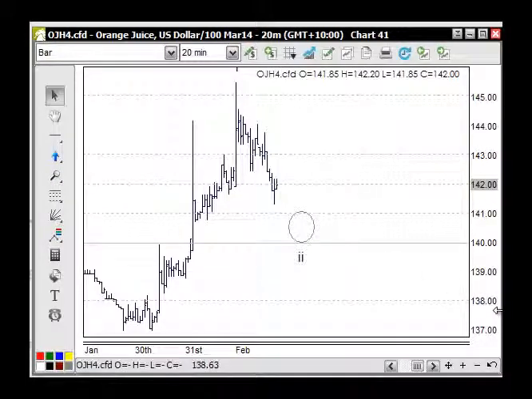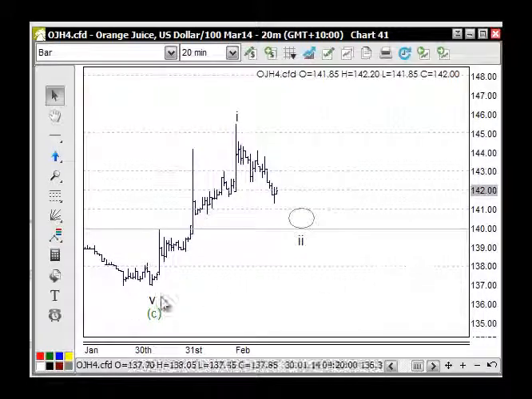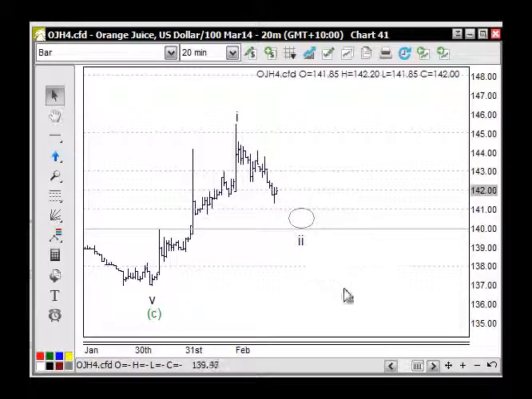Okay, so the orange juice as well, from the low here, it does appear to be impulsive to the upside here. This can be counted as wave 1 up here in terms of 1, 2, 3, 4 and 5 up through here, or this can all just be the third wave here, a fourth and a fifth. So we need a little bit more time to establish.